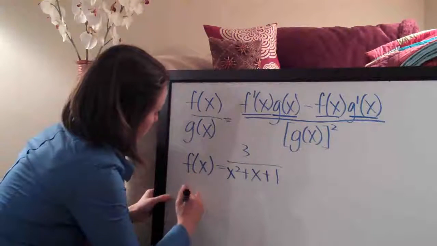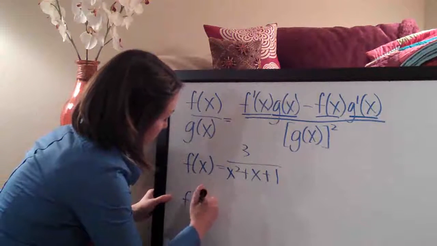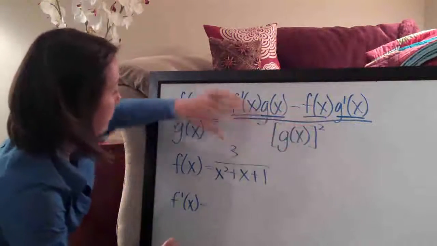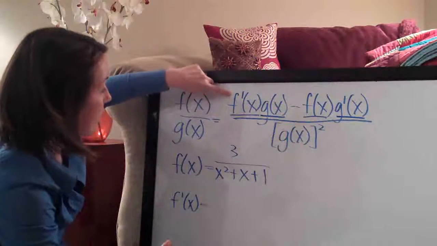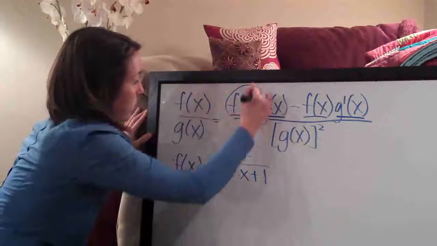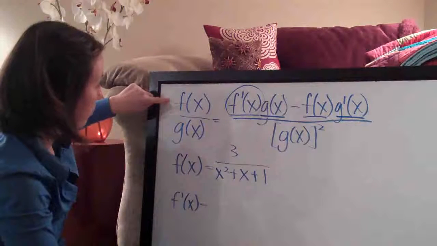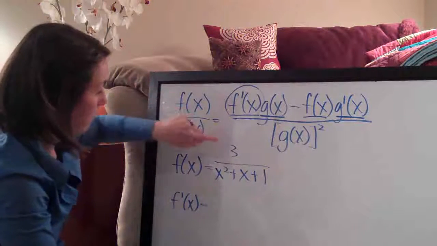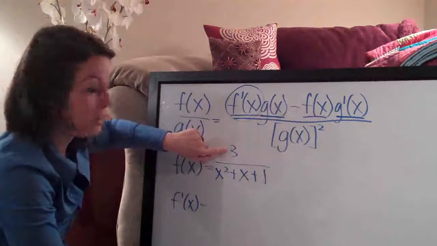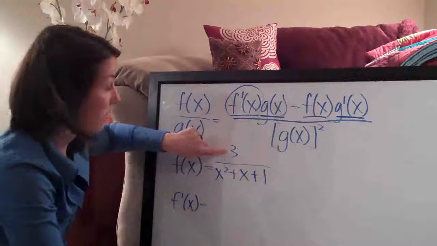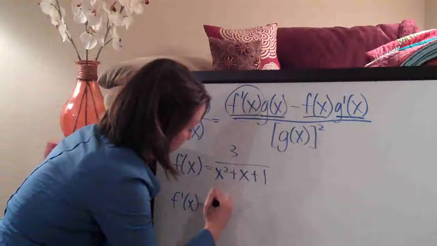So let's go ahead and take the derivative. We'll call it f prime of x, and we'll just follow this term by term. So the first thing we've got to do is find f prime of x, because that's this first one here. So f of x is the top, which means we need to take the derivative of the top, which means we need to take the derivative of 3. The derivative of 3, because 3 is a constant, is just 0. So we'll go ahead and write that.